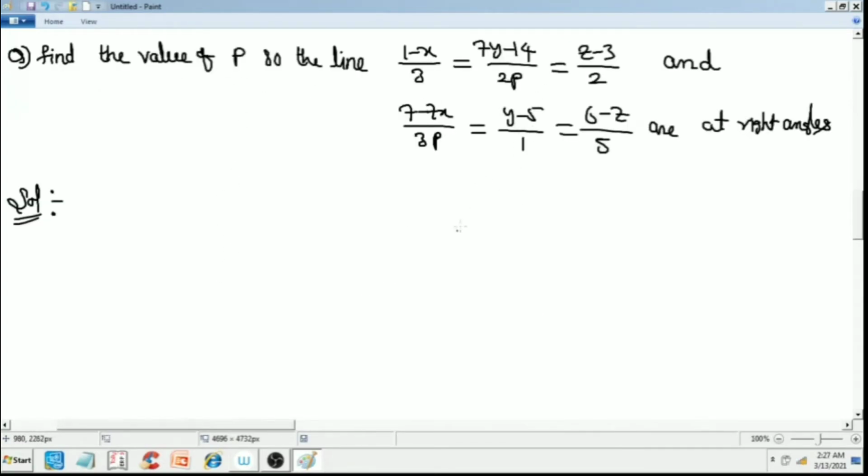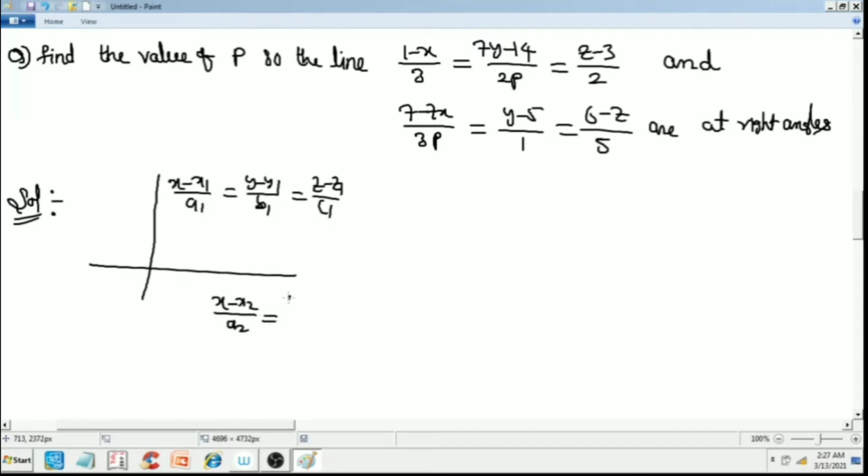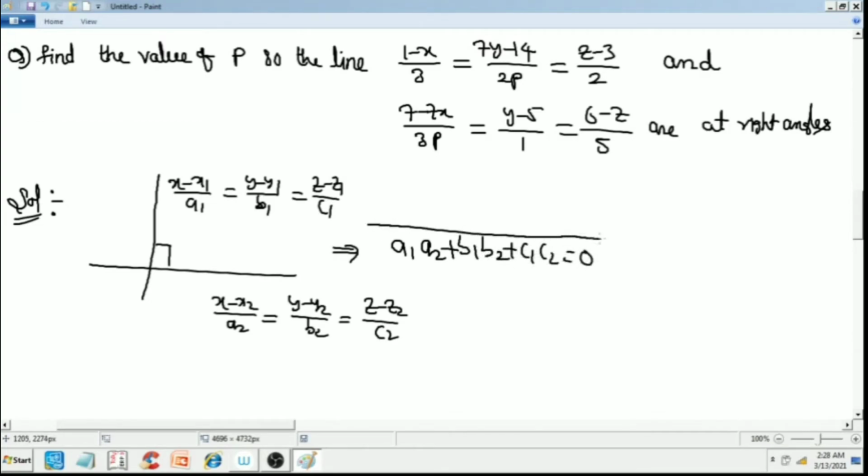When two Cartesian lines are perpendicular to each other, let us say this is (x − x1)/a1 = (y − y1)/b1 = (z − z1)/c1, and this line is (x − x2)/a2 = (y − y2)/b2 = (z − z2)/c2. If both are perpendicular to each other, then the condition will be a1a2 + b1b2 + c1c2 equals 0. This is the perpendicular condition. Okay, now compare with this first form.